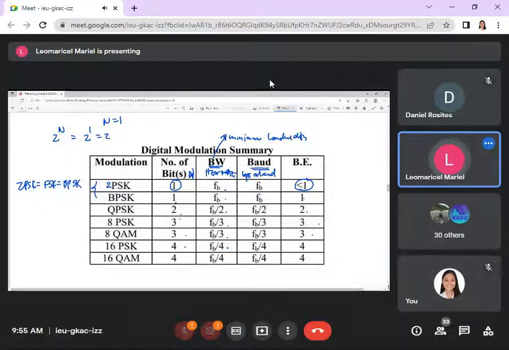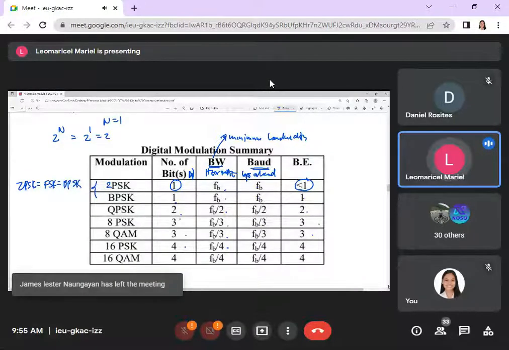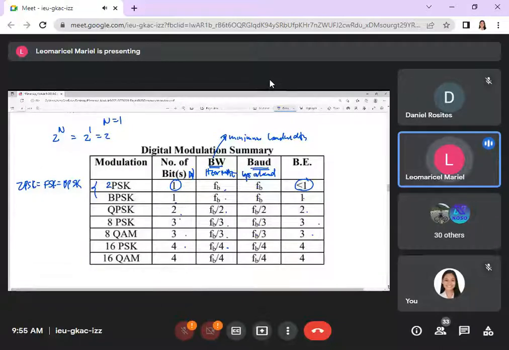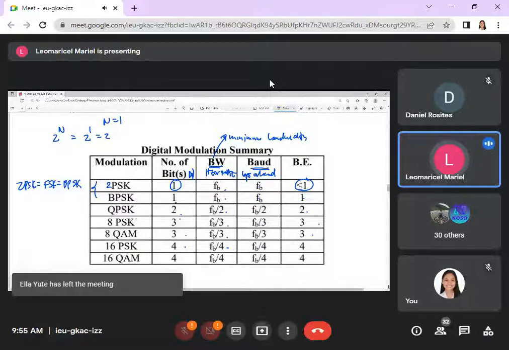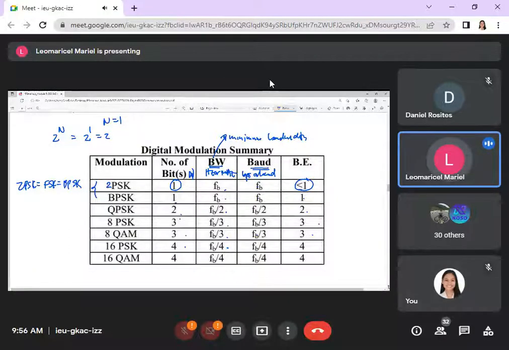So, mapapansin nyo, yun yung relationship niya. So, the number of bits is actually your bandwidth efficiency. The bandwidth or the minimum bandwidth or the Nyquist bandwidth will be the same as your baud rate. Kaso, ang unit ng baud rate magkaiba sa bandwidth. Kasi ang unit ng bandwidth ay hertz or megahertz. Ang unit ng baud rate ay bps or bauds. Nagets? So, yan yung ano natin.